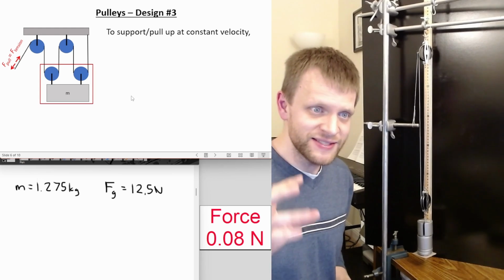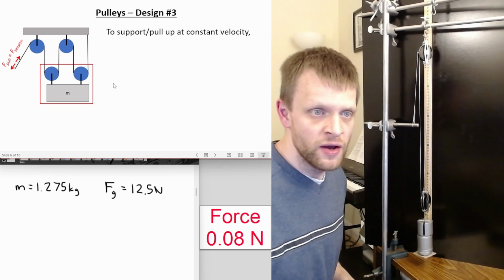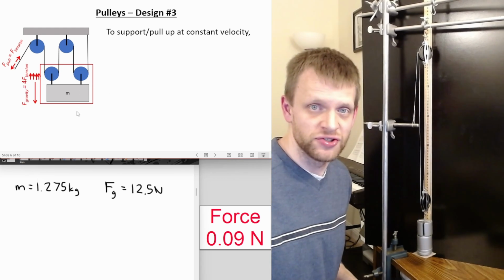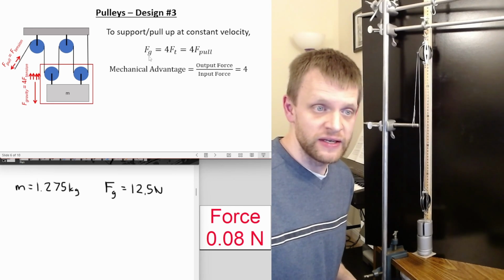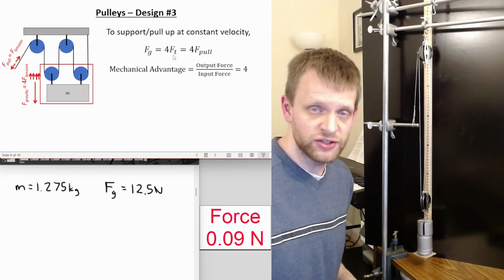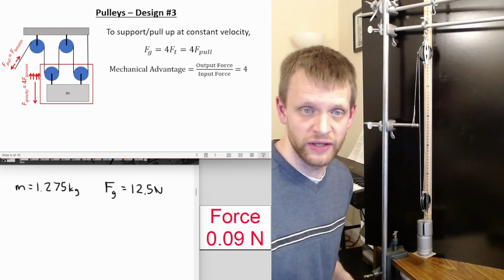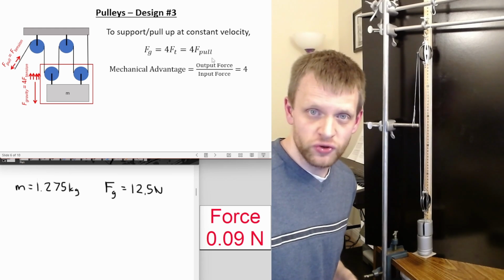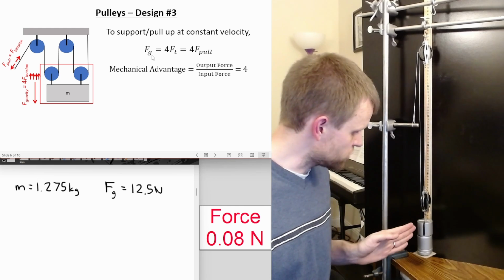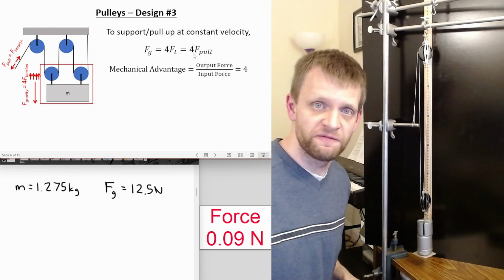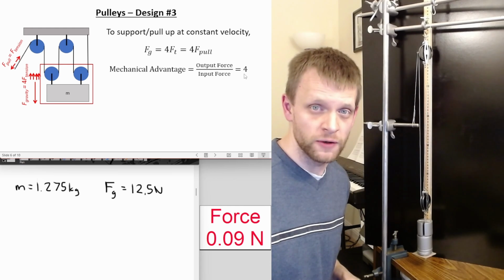But if we look at this system of everything that's going to be moving along with the hanging mass, we've actually got 4 tension forces that are pulling upwards. Which means that the force of gravity is equal to 4 times that tension force. Remember, we also said that the tension force is equal to the force that I'm pulling with. So if the force of the pull is my input force, my output, the amount of force that I'm able to apply to this object, is 4 times greater than that input force. We get our mechanical advantage of 4.